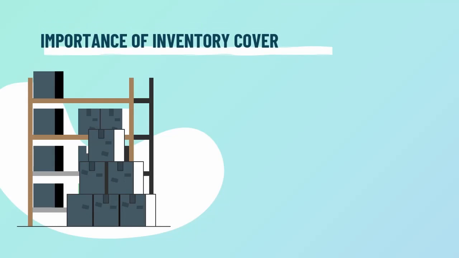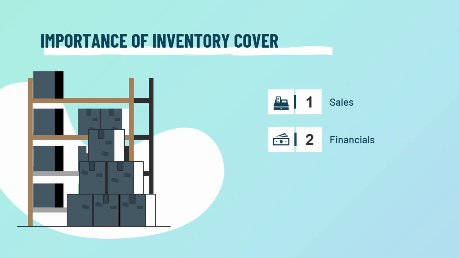What is the importance or the reason that we use inventory cover? First reason is, of course, sales. The main goal of an inventory planner is to evaluate if the retailer has sufficient stock to cover the business requirements in the coming weeks or months. And inventory cover really helps us understand if that is going to be the case, as we saw in the previous example. The next one is financials.